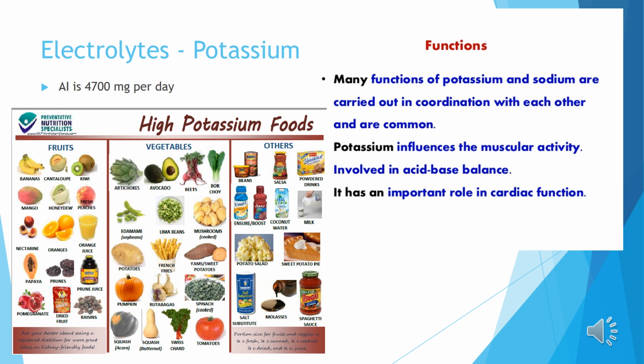The next important electrolyte is potassium, and your AI for potassium is 4,700 milligrams per day. And most Americans don't get the needed potassium every day, but they do get enough to actually serve the functions that it needs in the body. Functions of potassium are carried out in coordination with sodium, so you'll have like the sodium-potassium pump. Usually potassium will influence muscular activity. It is involved in acid-base balance, and it does have an important role in cardiac function. Again, not as important for this particular course, but just to let you know, it is a very important electrolyte in our body.